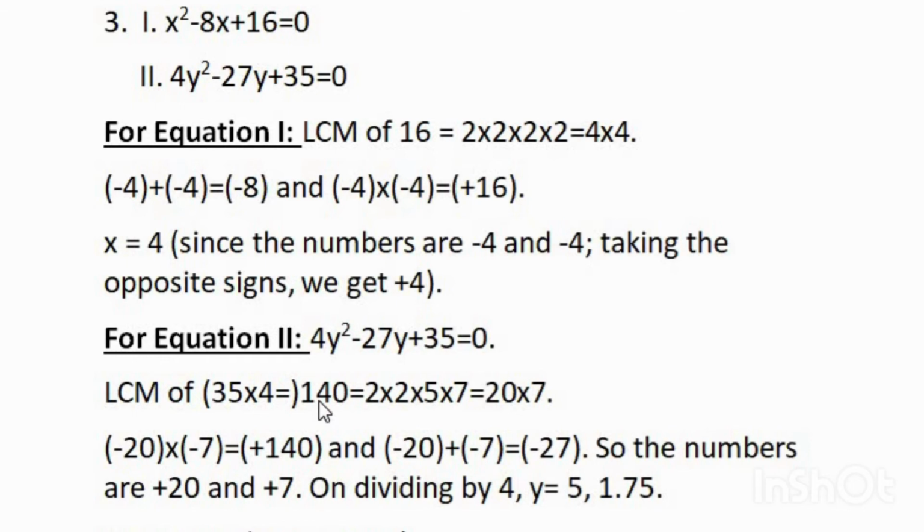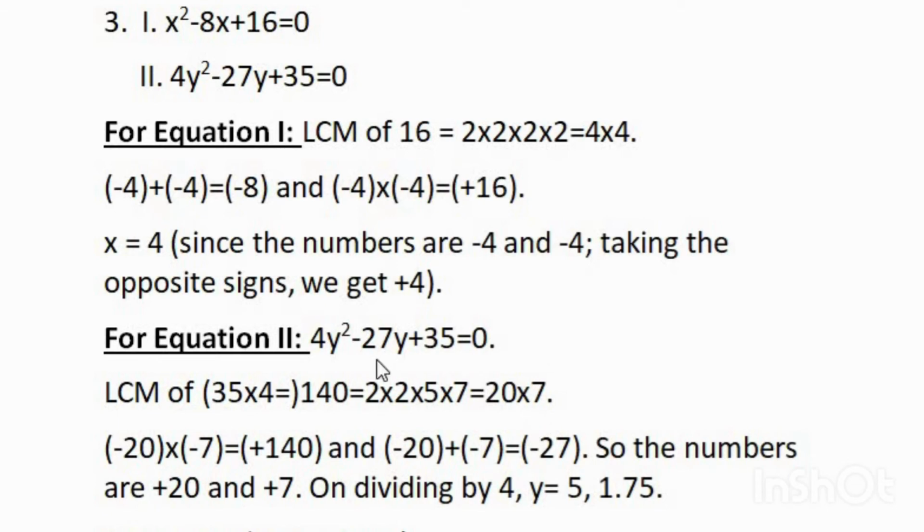So you have to take the LCM of 140, so that you will get 2 into 2 into 5 into 7, which can be written as 20 into 7. Why do we take these two numbers, 20 and 7? Because when you multiply 20 and 7, you will get 140, and when you add these two numbers, you get the answer minus 27.